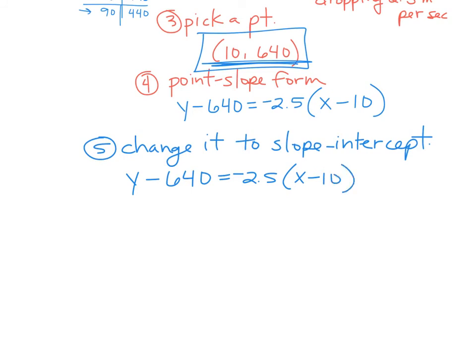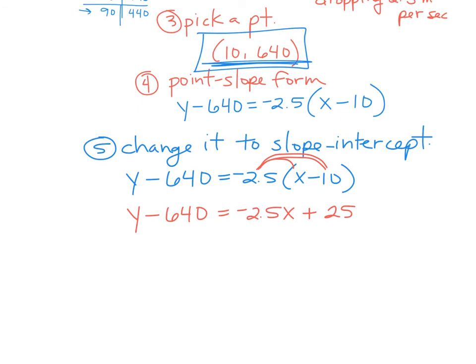My first step is to distribute. So it's going to be y minus 640 equals negative 2.5 times x, and then negative 2.5 times a negative 10 would be a positive, or plus, 25. You have one step left to make it slope intercept.